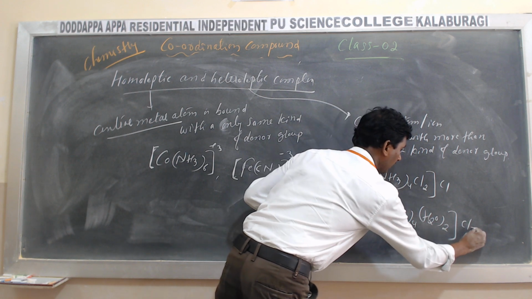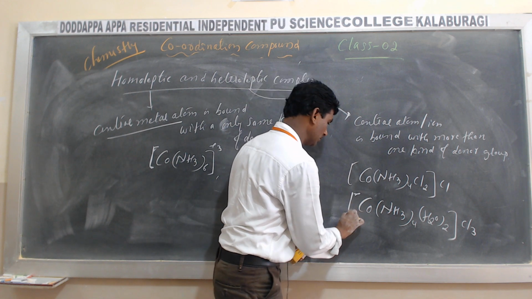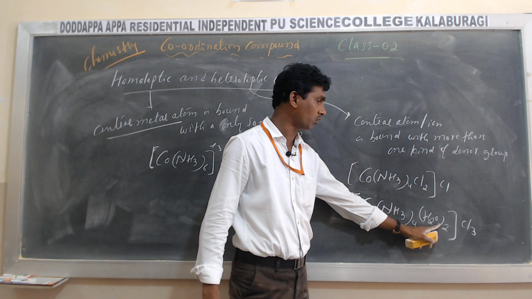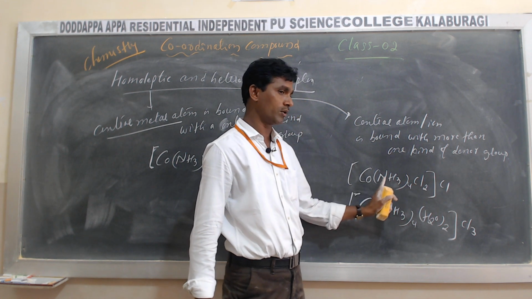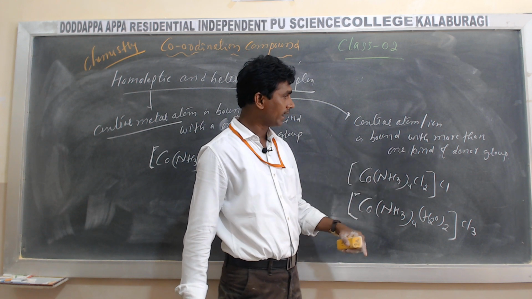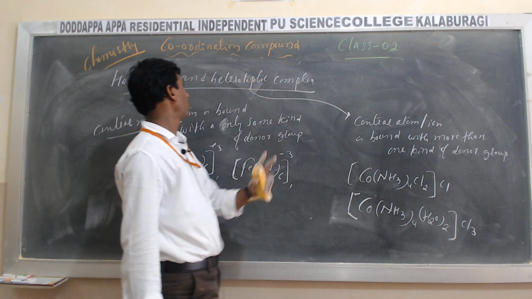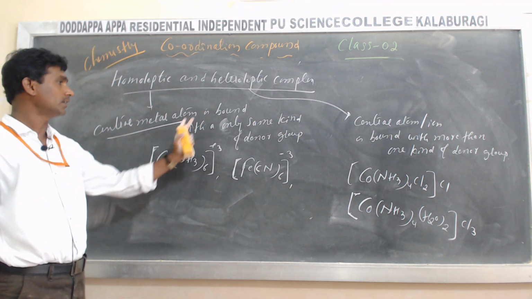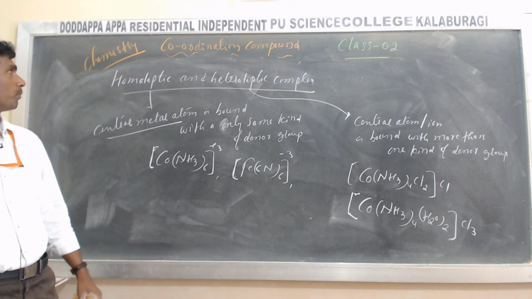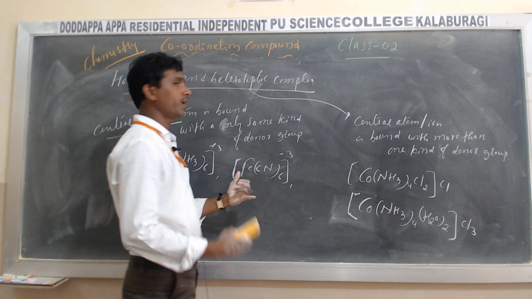Both are neutral ligands. The oxidation state of cobalt is +3. Here the donor atom is nitrogen, here the donor atom is oxygen, and here the donor atom is chloride. When different donors, more than one kind of donor or different ligands, are attached to the central atom, it is called a heteroleptic complex. Same kind of ligands or donor groups attached to the central atom is called a homoleptic complex.